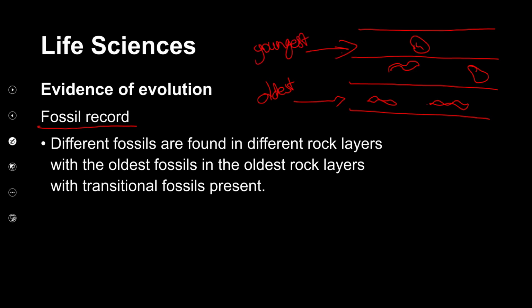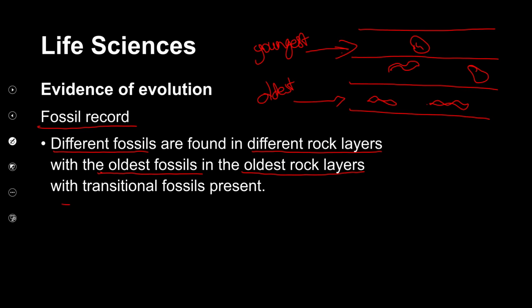As we go deeper down, the older the fossils we find in the deeper layers. That's how we would date them and determine how old they actually are. So different fossils are found in different rock layers. That's the fossil record. The oldest fossils are usually in the lowest layers, further down in the earth. Those are the oldest rock layers, and therefore we usually say those fossils are older than the ones we would find above.